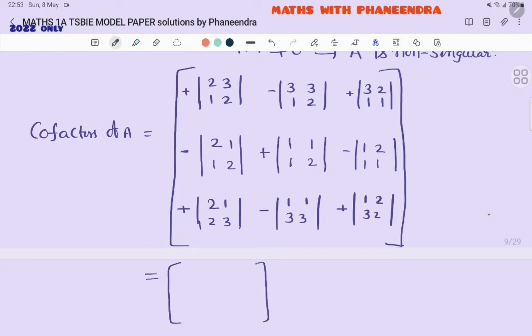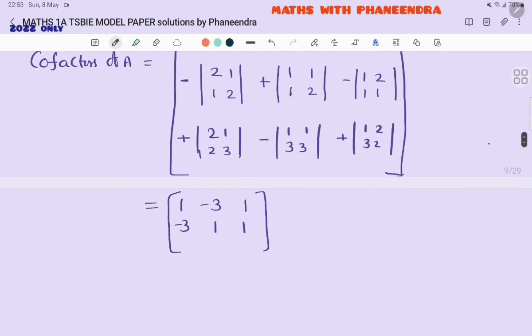4 minus 3 is 1, 1 plus 1 only. 6 minus 3 is 3, minus 3. 3 minus 2 is 1. 4 minus 1, 3 into minus, so minus 3. 2 minus 1 is 1. 1 minus 2, minus 1, minus of minus plus 1. 6 minus 2, 4. 3 minus 3 is 0. 2 minus 6, minus 4. This is about cofactors of A.